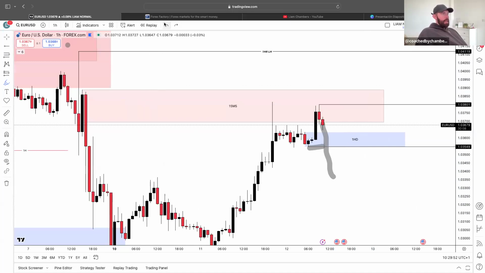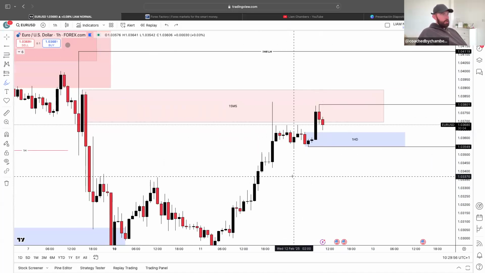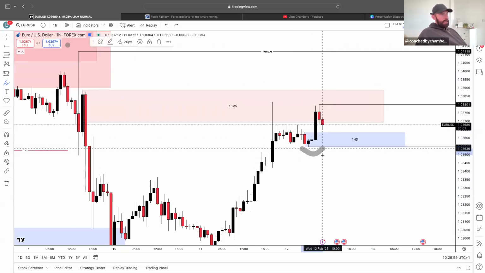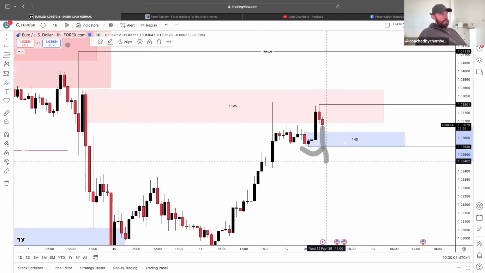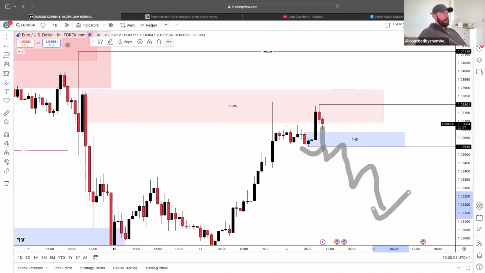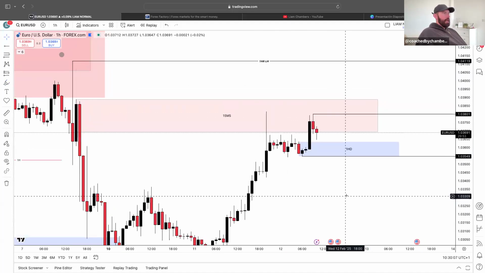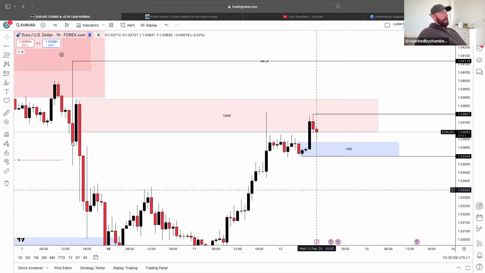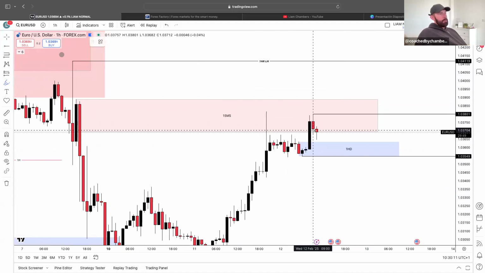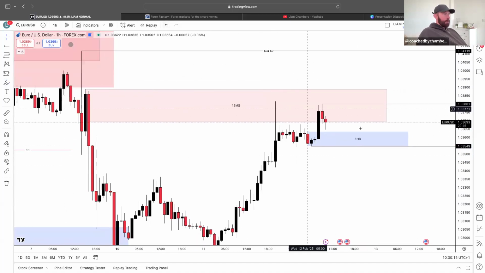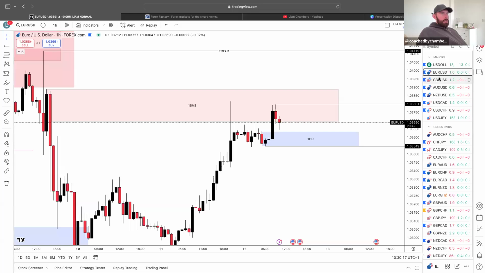So understand that right now, 15-minute demand is in control until we break this low. If we break this low, then like I said, that's when we can start to look to sell this on downwards. But as of now, let's see how she reacts from here. If the dollar is going to carry on upwards, then we should potentially get the break of this. But again, all depends on what the dollar is going to do.